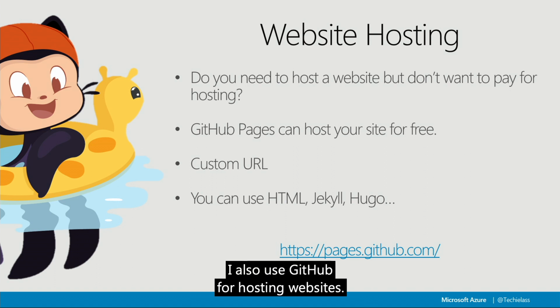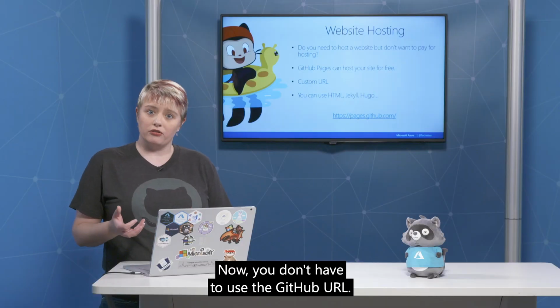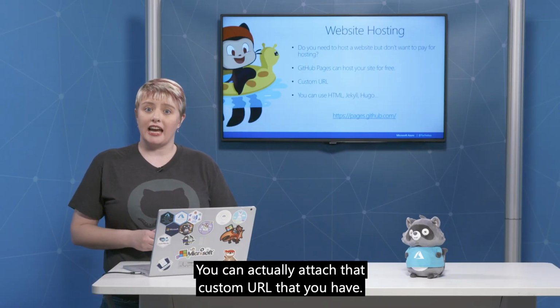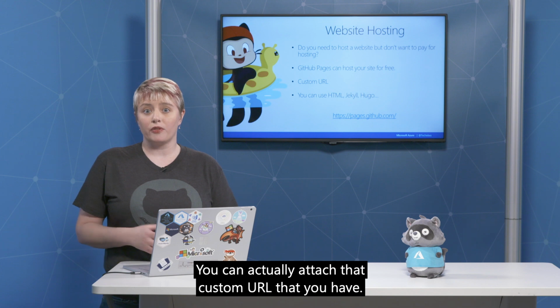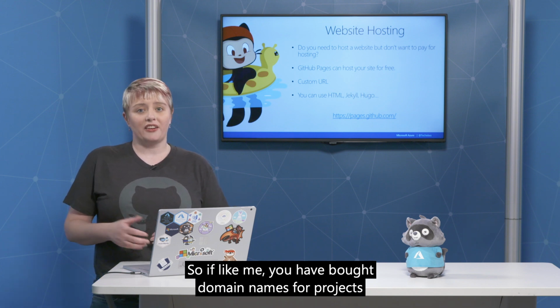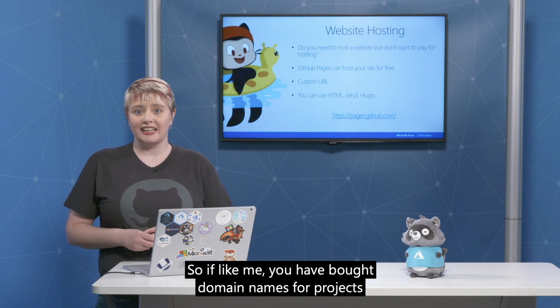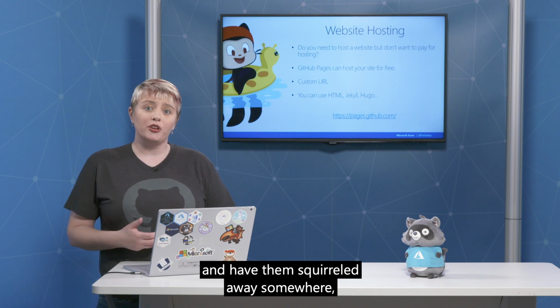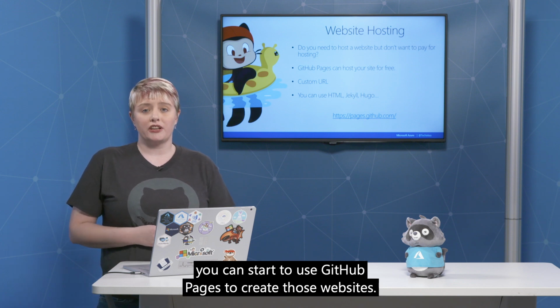I also use GitHub for hosting websites. So there is something called GitHub Pages that allows you to store your code on GitHub, and then you can create a website for it. Now, you don't have to use the GitHub URL. You can actually attach that custom URL that you have. So if, like me, you have bought domain names for projects and have them squirreled away somewhere, you can start to use GitHub Pages to create those websites.